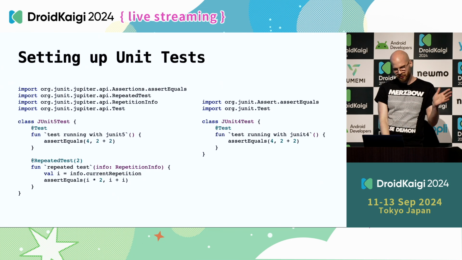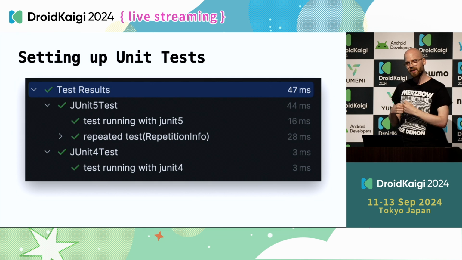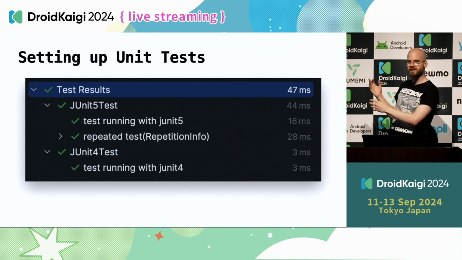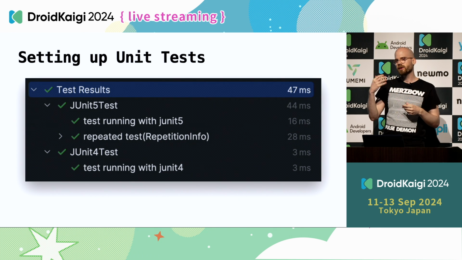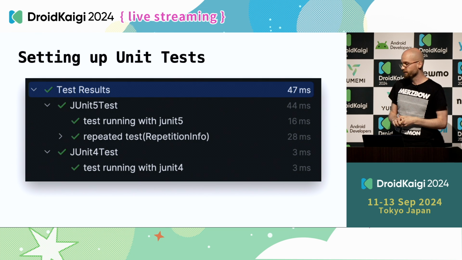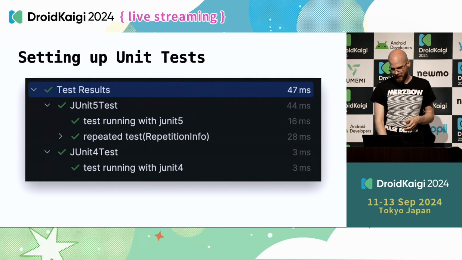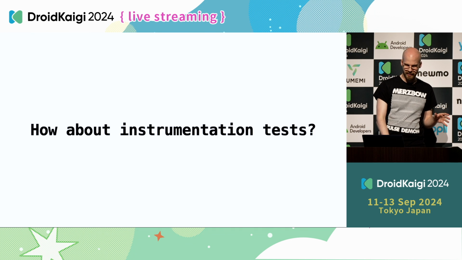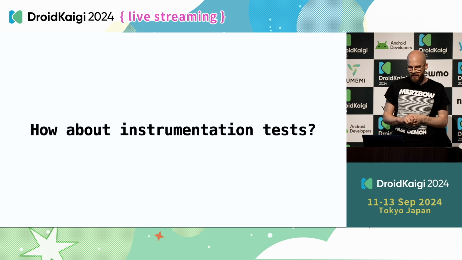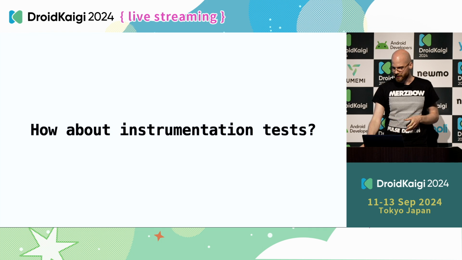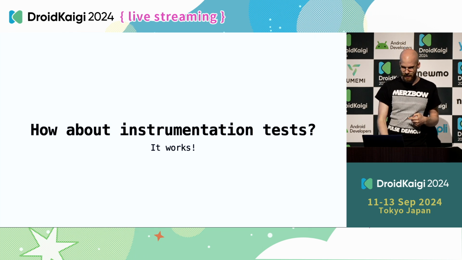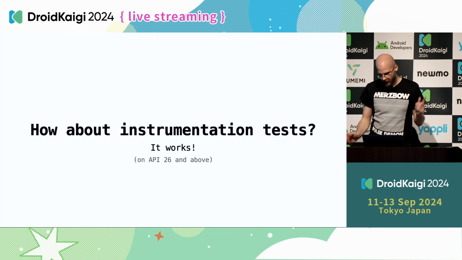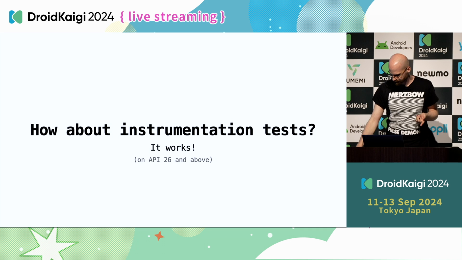But for now, let's just assume this runs, and you have a test report that has both test classes together. So the platform will run your JUnit 5 tests with the JUnit 4 tests together, like so. OK, that's all for unit tests for now. I want to focus on this next type for today. How about instrumentation tests? You know, the tests that run on your actual Android device. It works on API 26 and above.